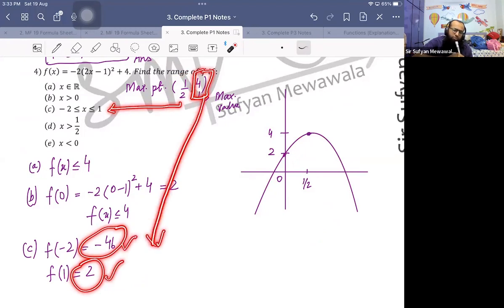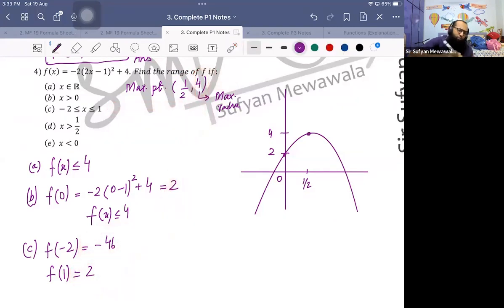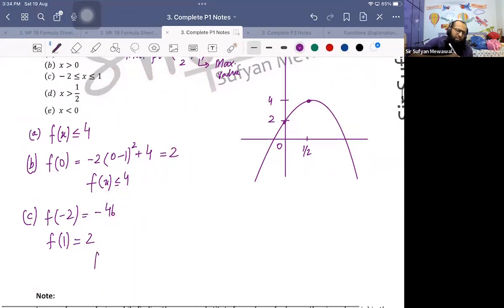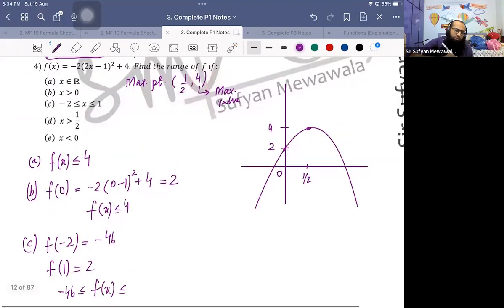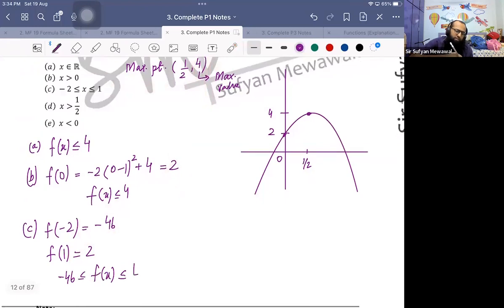So -46, 2, and 4 are the 3 values of y. Based on these three values, the minimum value is negative 46 and the maximum value is 4. So the answer will be f(x) is greater than or equal to negative 46, and 46 will be included. Why? Because 2 is included using the equals to sign. So this negative 46 will also be included, and then the maximum value is also being considered, which is 4. The answer will be negative 46 till 4.